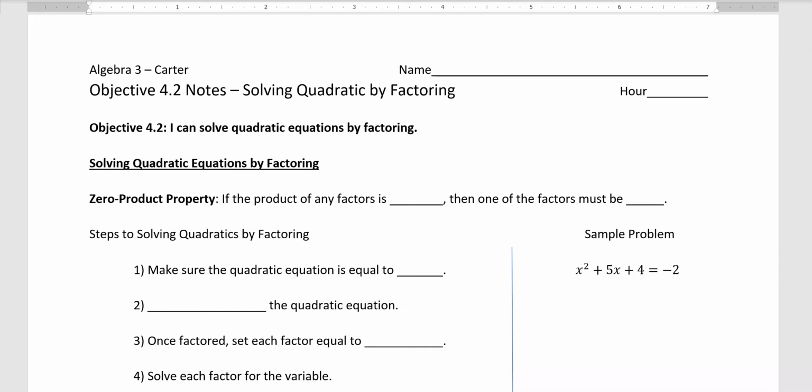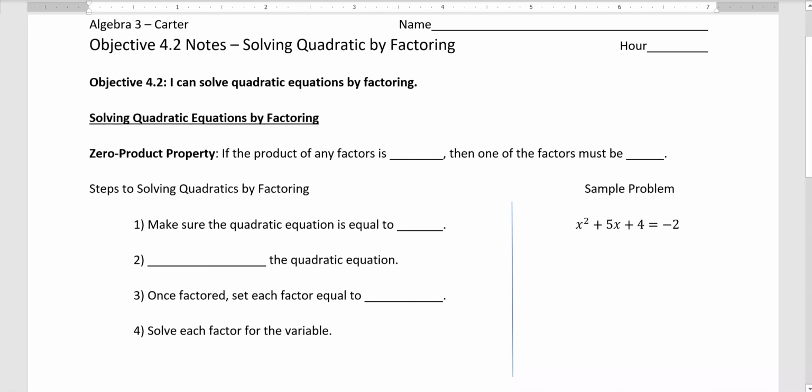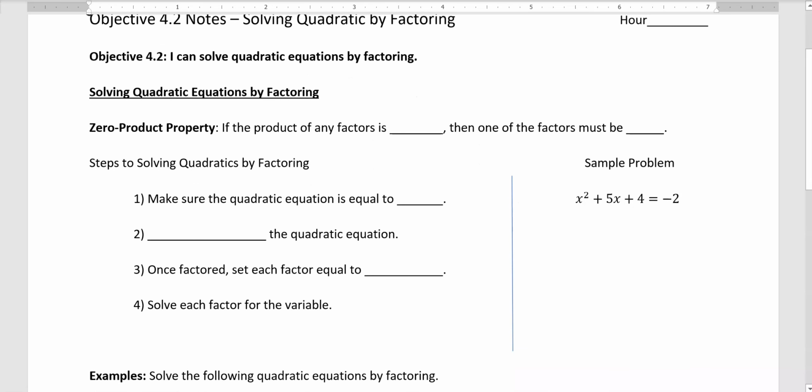Now, solving by factoring is rooted in a very simple property. It's called the zero product property. It says that if the product of any factors is 0, then one of the factors must be 0. Think, if I multiply a number by 0, I get 0. If I know that the product of numbers that I'm multiplying is 0, then obviously one of these numbers has to be 0. That's the only way to get 0 when we multiply. So that's the logic, and really the crux, behind how solving by factoring works.